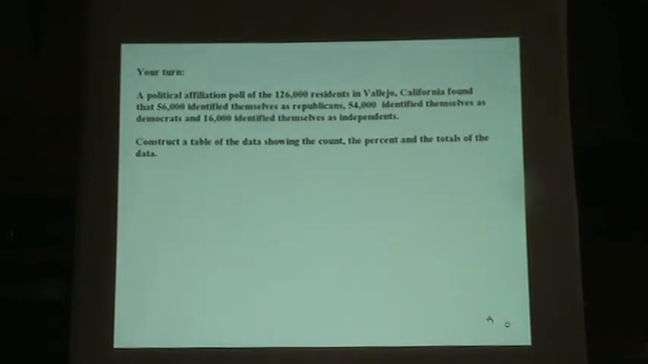Okay, your turn. A political affiliation poll of 126,000 residents in Vallejo, California found that 56,000 identified themselves as Republicans, 54,000 identified themselves as Democrats, and 16,000 identified themselves as independents. So construct a table of the data showing the count, the percent, and the totals of this particular data. So put your video on pause. Go ahead and work your problem and turn it back on, and then we'll take a look at the answer.